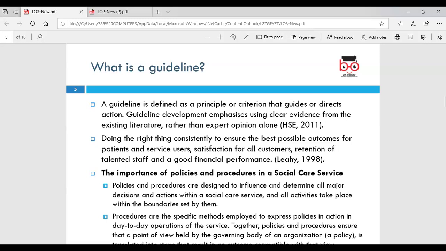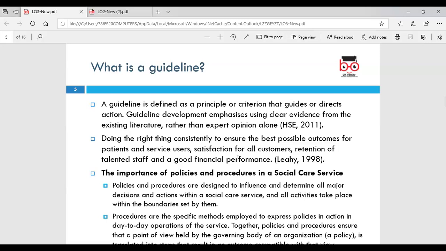And satisfaction obviously increases if it's done on an everyday basis and you're adhering to it. That is of utmost importance in achieving the best outcome for whoever the client is. It also helps retain talented staff, because talented staff would go elsewhere if there's no proper guideline available, and that's good for financial performance overall.